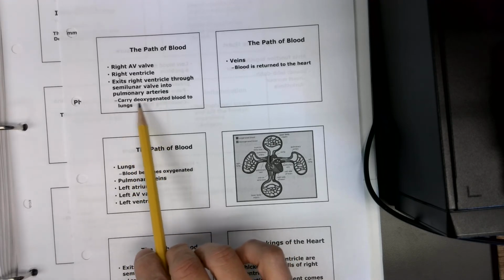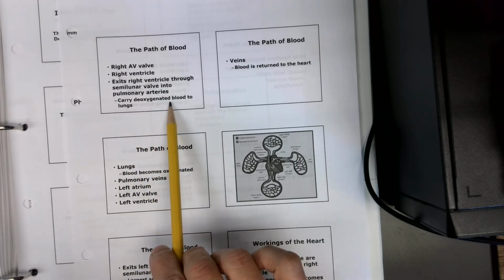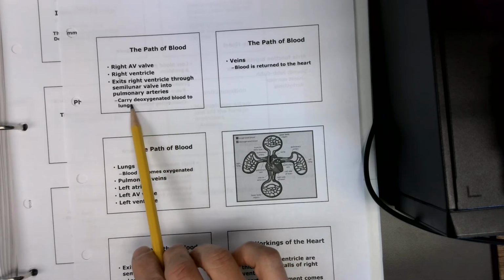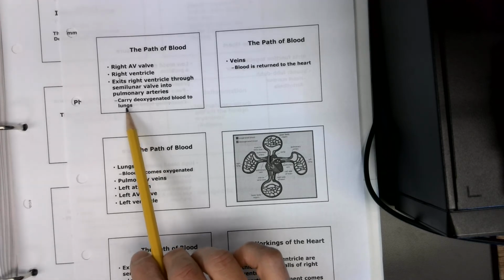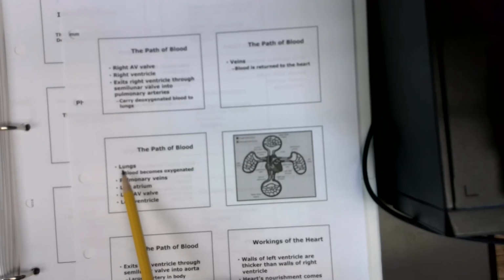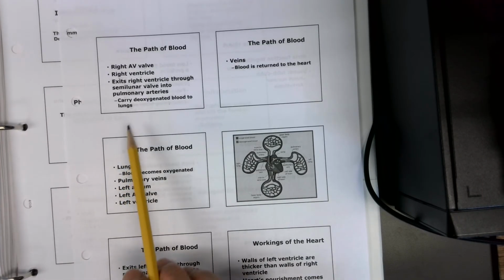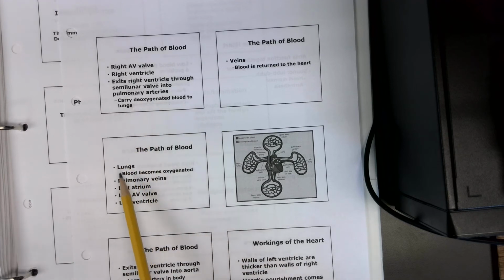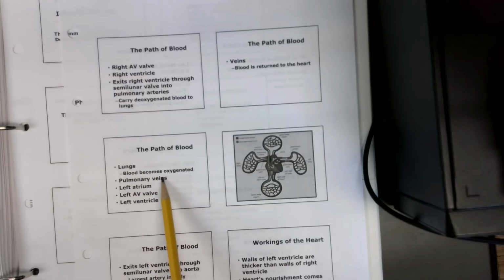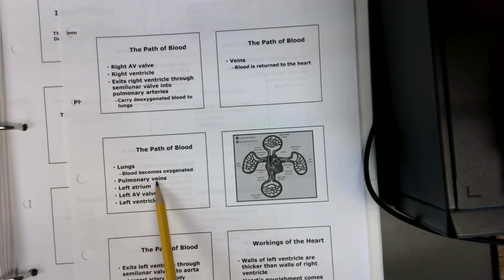So your deoxygenated blood that entered the right atrium is going to now need to go to the lungs to get rid of its carbon dioxide and pick up a fresh load of oxygen. So the blood has left the heart and is now going to be oxygenated in the lungs. Then it's going to travel through the pulmonary veins back into the heart.